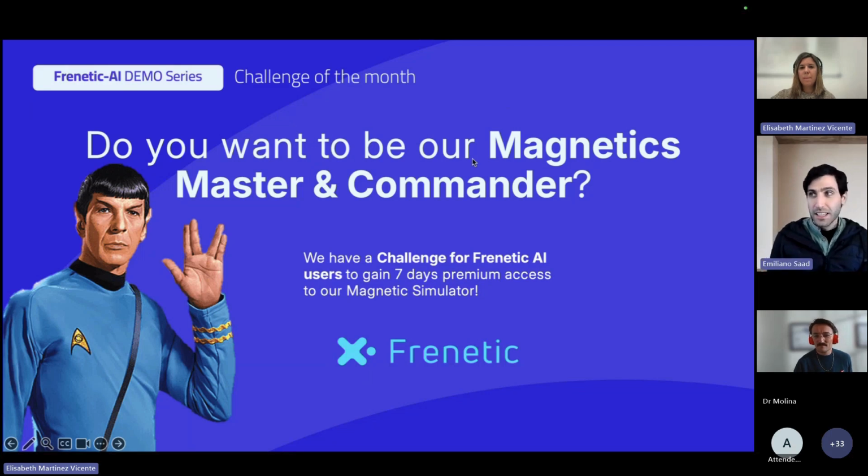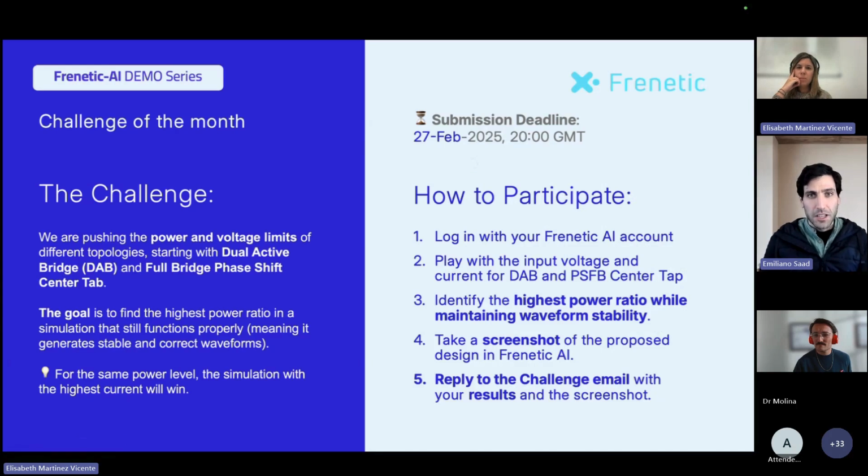And the idea is that using our tool, Frenetic AI, you can create a design that has the highest power ratio, and that has stability. So you will take advantage of all the features of Frenetic AI, where you can select between many topologies, play with many inputs, and get the LTSpice model, so then you can run it.